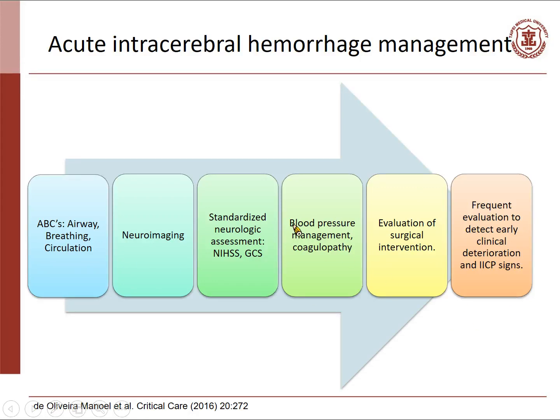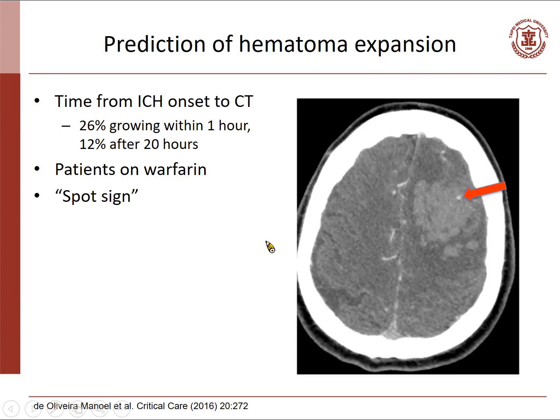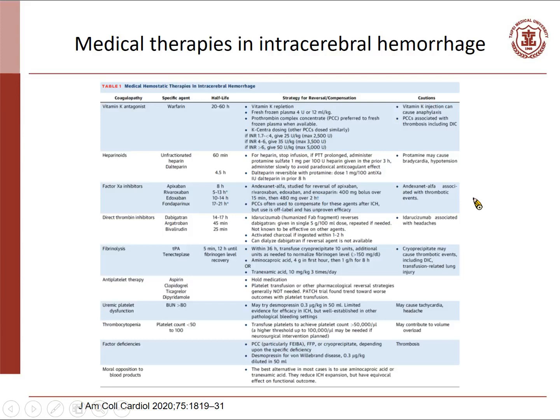And we need to control the blood pressure and correct the coagulopathy if the patient has it, and frequently evaluate the coma scale and the possibility for surgical intervention. So this is a warning sign: if the patient has a hematoma here, and there's a bright dot here, it's called a spot sign. If you see a spot in a hematoma, you should take notice. This patient can have hematoma expansion.